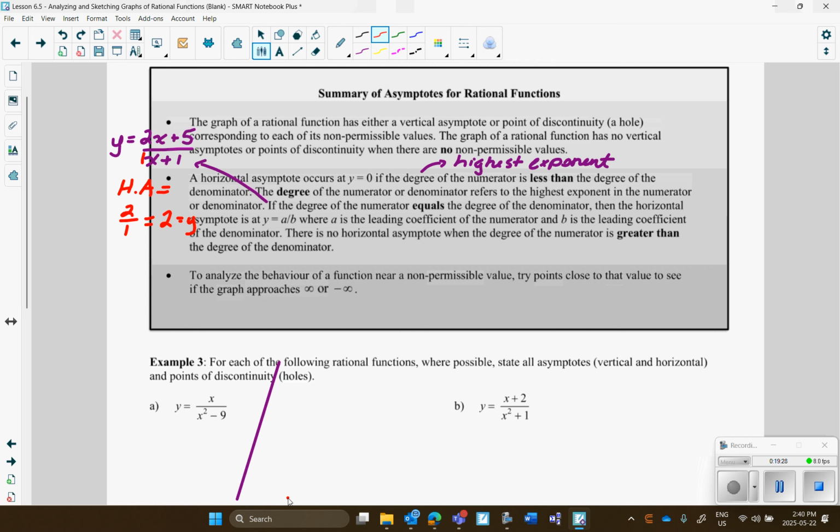If the degree of the numerator is higher than the denominator, there's no horizontal asymptote. So like if I had y equals x squared plus 5 over x minus 1, no horizontal asymptote, because the degree of the top is 2, the degree of the bottom is 1. So let's just practice with this, keeping those 3 things in mind.